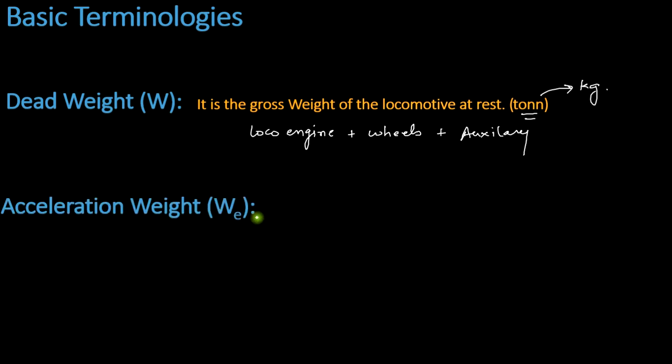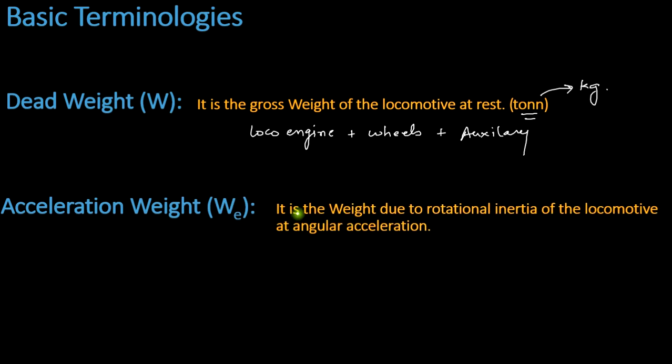Next is the acceleration weight, which is generally mentioned with WE. The weight of the locomotive generally changes when it is accelerating due to the presence of inertial factor, and it is represented by WE. So WE is the weight due to the rotational inertia of the locomotive at angular acceleration, and it is generally 110% of the dead weight. In another way, we can represent it as WE equal to 1.1 of W.